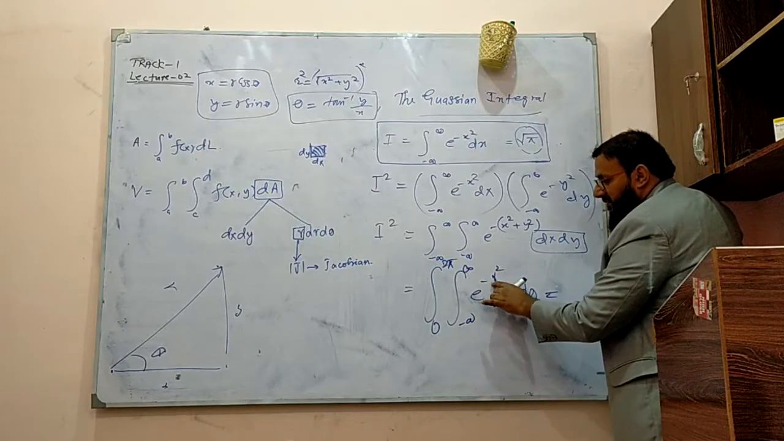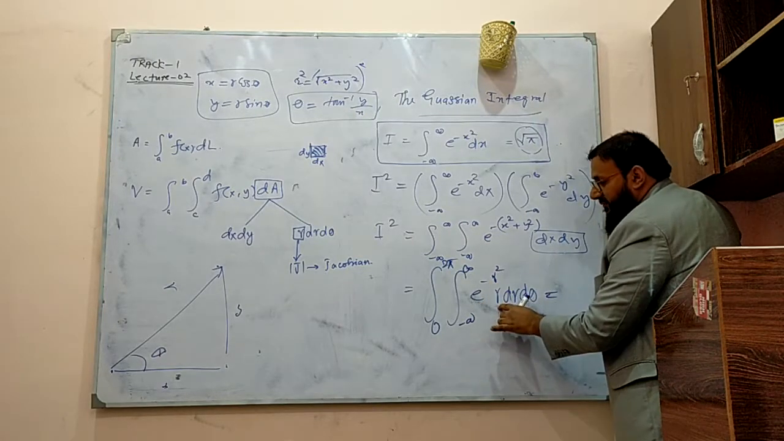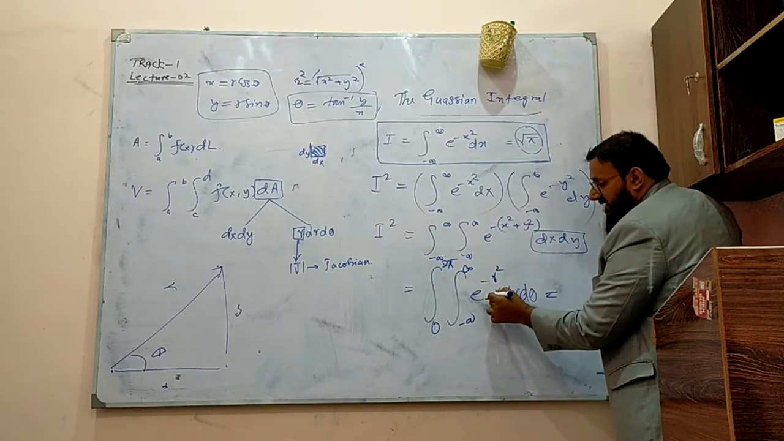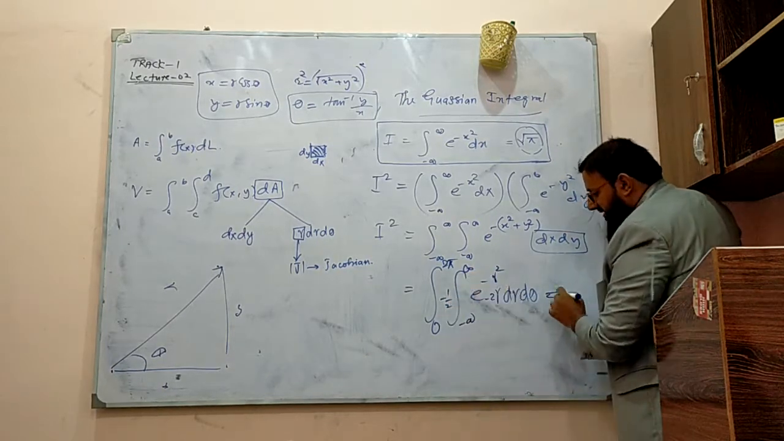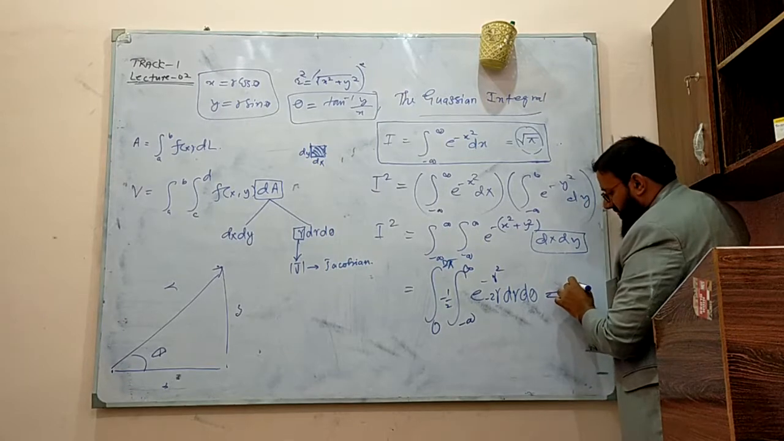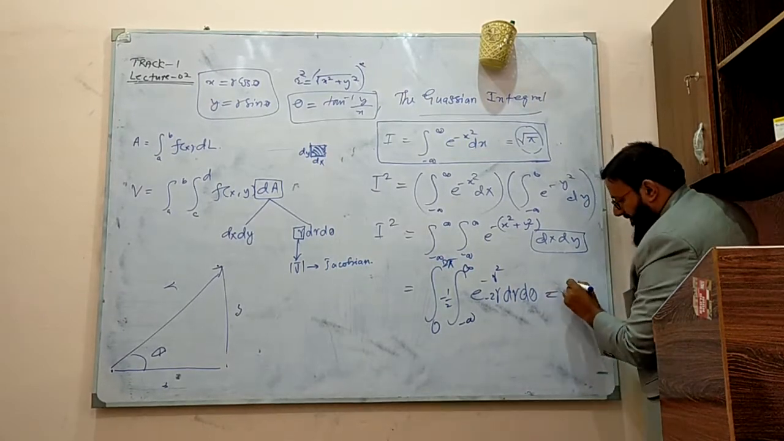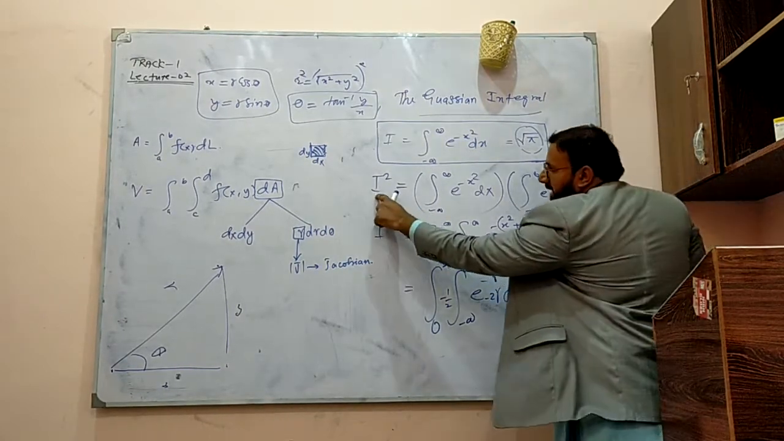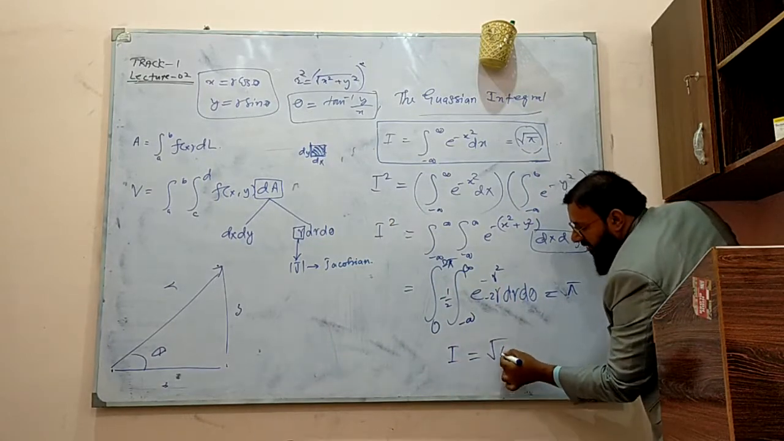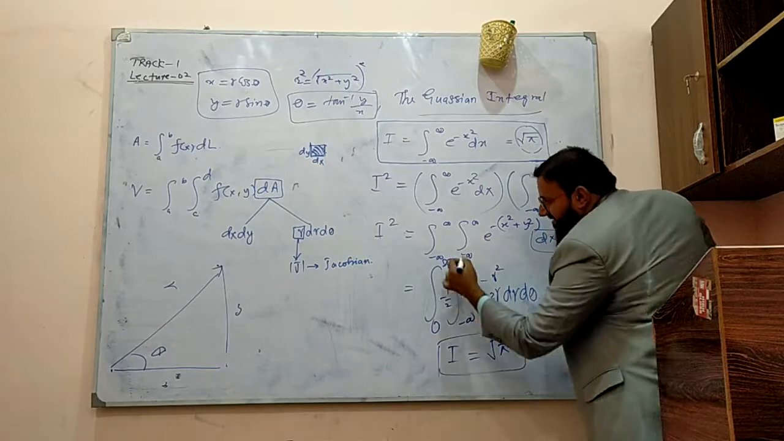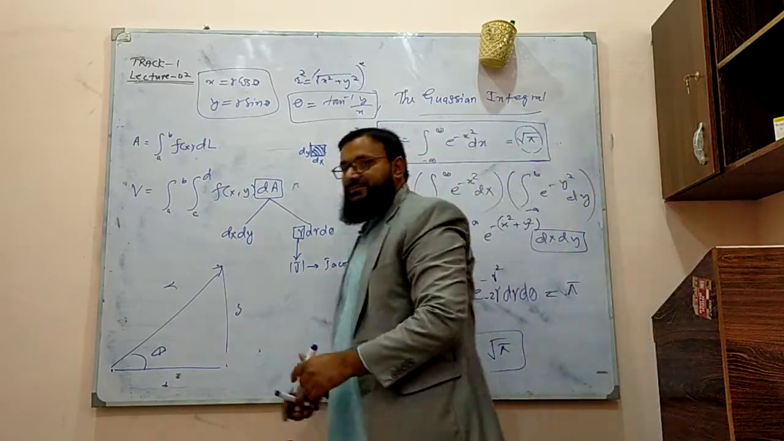So e power minus r square, the derivative of which would be minus 2r. So you give minus 2 and minus 2 and minus 1 upon 2. After simplification, your answer would be pi. Now I square is equal to pi. Just take the square root, and I would be square root of pi. We can discuss why it happens, but that's okay.